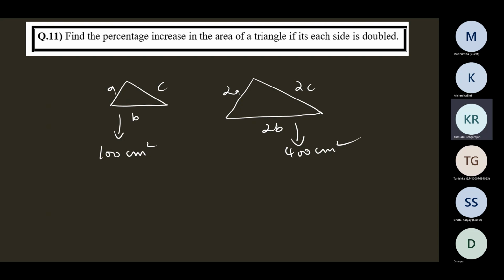All right. Now, how do we find the increase in area, children? What is the increase in area? We have a triangle with sides ABC whose area is 100 centimeters square. We have another triangle whose sides are double of the first triangle, 2A, 2B, and 2C. And we find the area, it comes out to be 400 centimeters square. What is the increase in area?